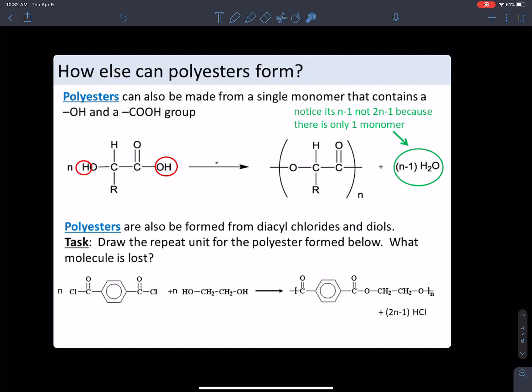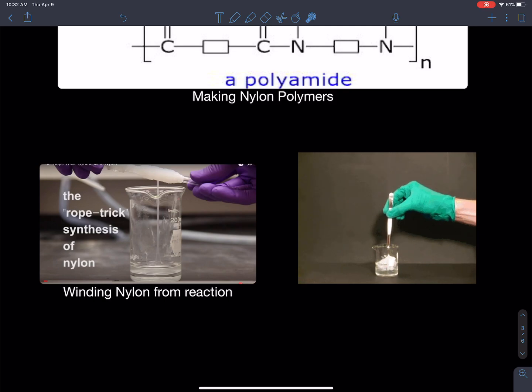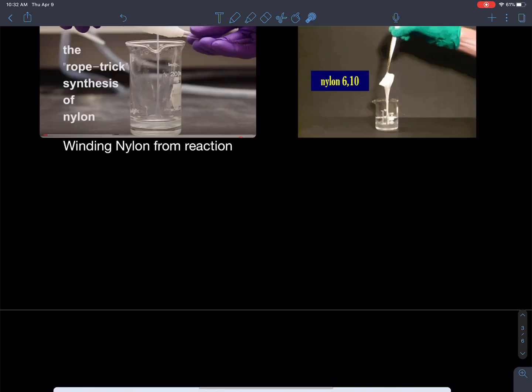Okay, so lots of different polyesters are in your clothing. If you look on the back of your shirt, you'd see that your shirts are not 100% cotton. They contain polyester threads, and they're extruded in a very similar fashion like that. As the reaction's happening, you can pull the polymer out of it.